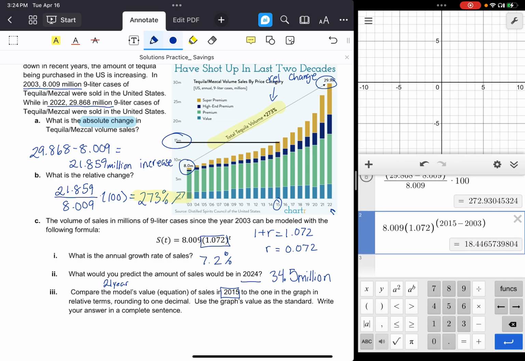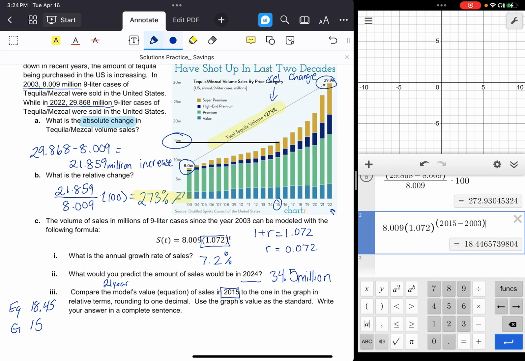And notice I just put that straight into my calculator. I'm having it do all the subtraction. And it comes out with the value in 2015 of 18.446, so I'm going to call that 18.5. So the equation, and I'm going to make notes to the side, has 18.45. The graph has 15. So clearly there's a difference.